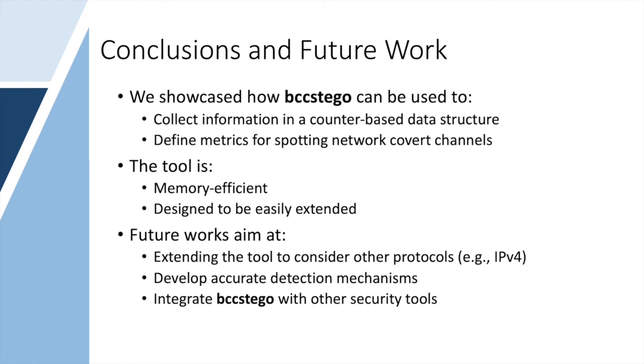In conclusion, we showcased how bccstego can be used to collect network information and store this information in a counter-based data structure, and we showcased that bccstego can be used to define metrics for spotting network covert channels. We proved that bccstego is memory efficient and it is designed to be easily extended and modified. Future work aims at extending this tool to consider other protocols such as IPv4, develop accurate detection mechanisms, and integrate bccstego with other security tools.